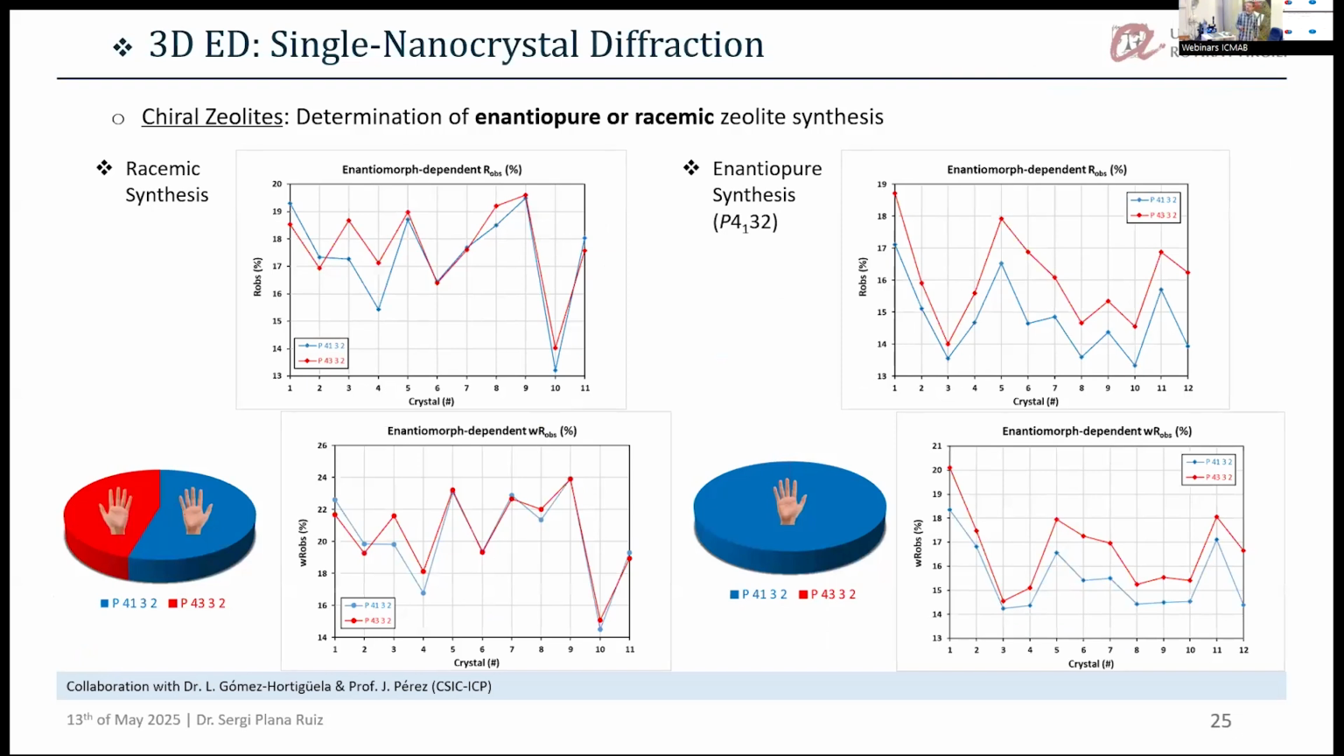So by doing this, we saw that when they expected a racemic synthesis because of chemical reactions and chemical tests that they did, we could really see that around 50-50 of the crystals are one or the other chiral space group, while for the enantiopure synthesis, we can really see that for one of the chiral space groups, we always have lower figures of merit, and therefore we can determine with really a lot of reliability that we have an enantiopure synthesis. Obviously, the limiting point is how many crystals you want to acquire here. This is an analysis of 11 and 12 crystals respectively, but this could be done in a much more automated way as well.